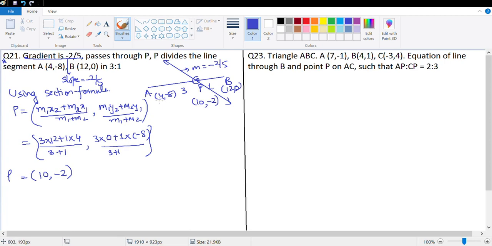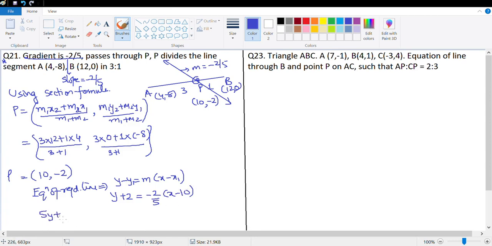So I need to find the equation of a line which passes through (10, -2) and the slope is negative 2 by 5. The equation of the required line will be given by y minus y1 is equal to m times x minus x1. Let's substitute values. It is passing through negative 2. So y minus negative 2, which means y plus 2, is equal to slope negative 2 by 5 times x minus x1, that's 10. Let's cross multiply.